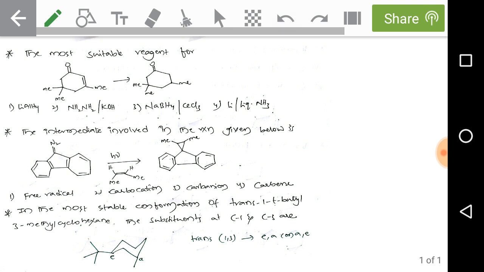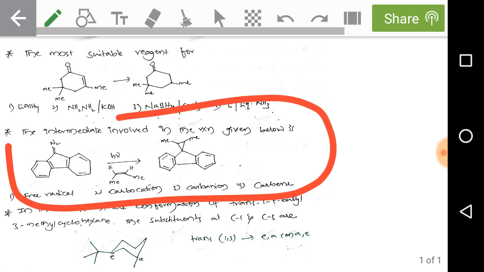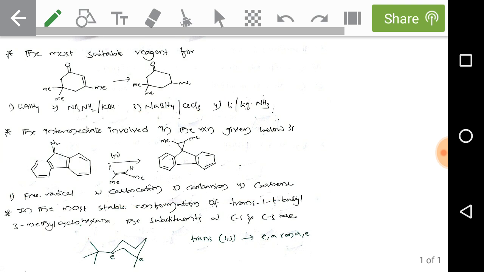Okay, next one, the most suitable reagent for the transformation. So just observe the given 4 options. In that, lithium in liquid ammonia can reduce that double bond. Okay, right. Next one, the intermediate involved in the reaction given below is. Simply, N2 is cleaved off as stable N2 under photochemical conditions, which results in a carbene. The carbene attacks the given alkene and gives the final product. So option 4 is the correct answer.